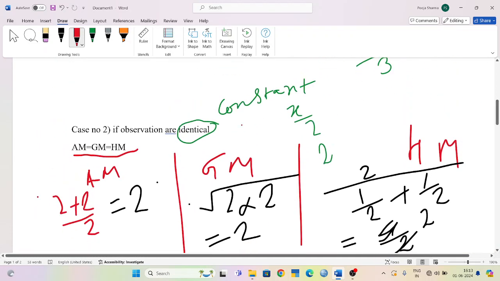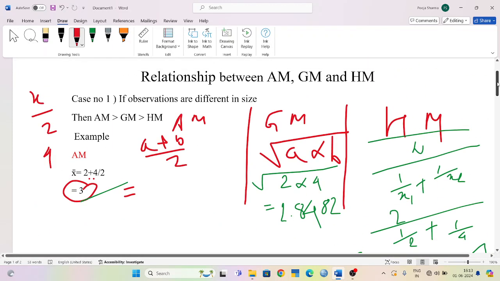and if observations are identical, then the value of AM is equal to GM and the value of GM is equal to HM. And case number 1, if the observations are different in size, means the value of X is different in size, then the value of AM will be greater than GM and the value of GM will be greater than HM.